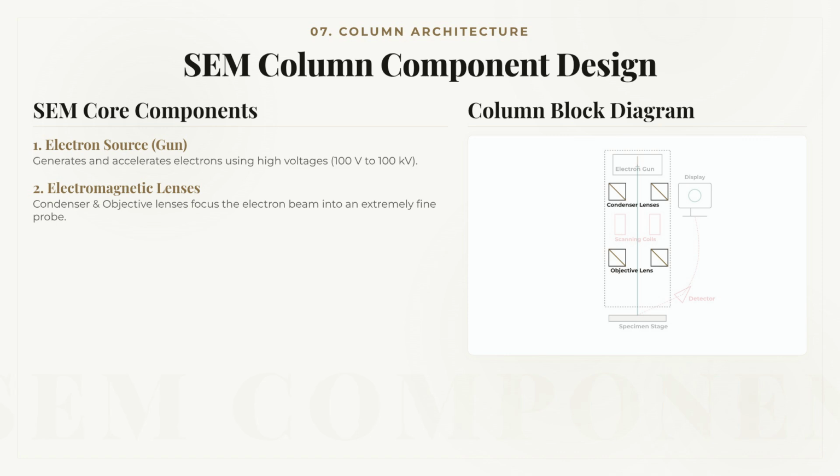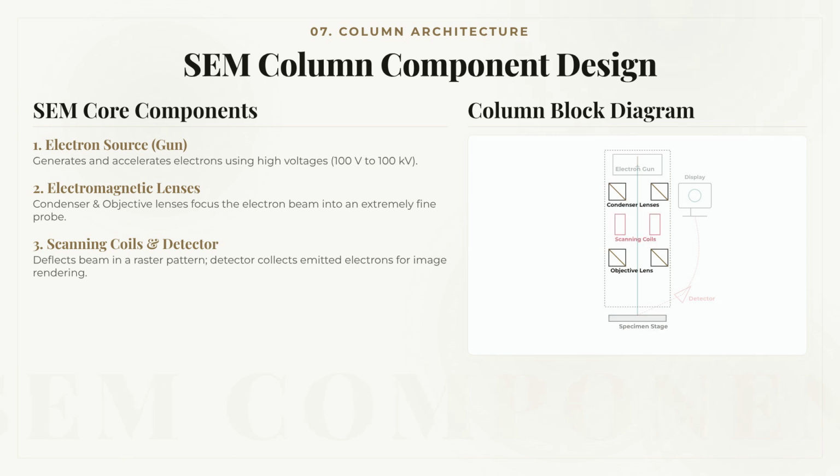The third component is the scanning coil. The scanning coils deflect the focused electron beam in a raster pattern, causing it to move systematically across the sample surface. The fourth component is the specimen chamber. This chamber contains the sample that is being analyzed. The fifth component is the electron detector. The detector collects the secondary electrons and backscattered electrons emitted by the sample. Finally, the detector signals are processed and displayed on a monitor as a high-resolution image.